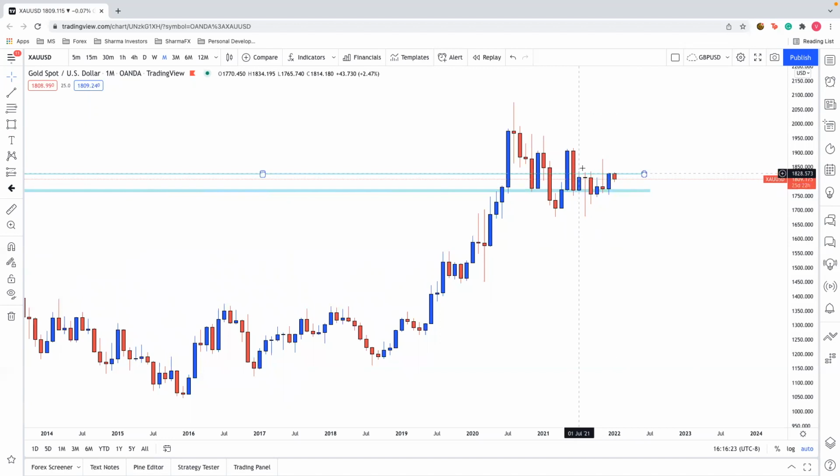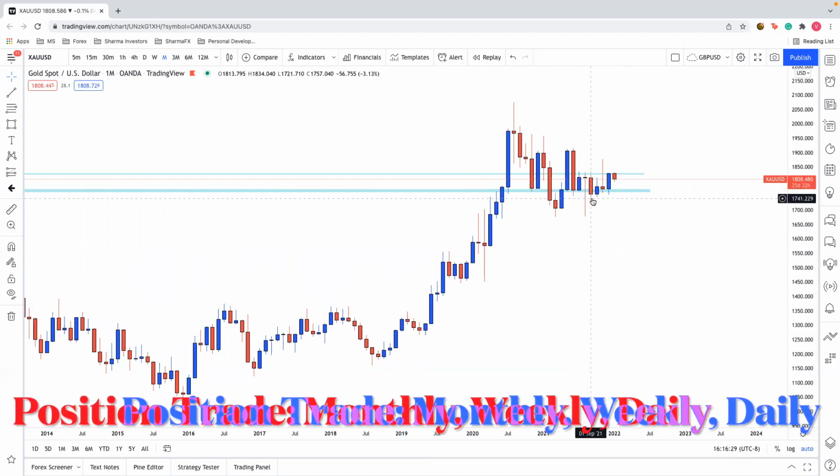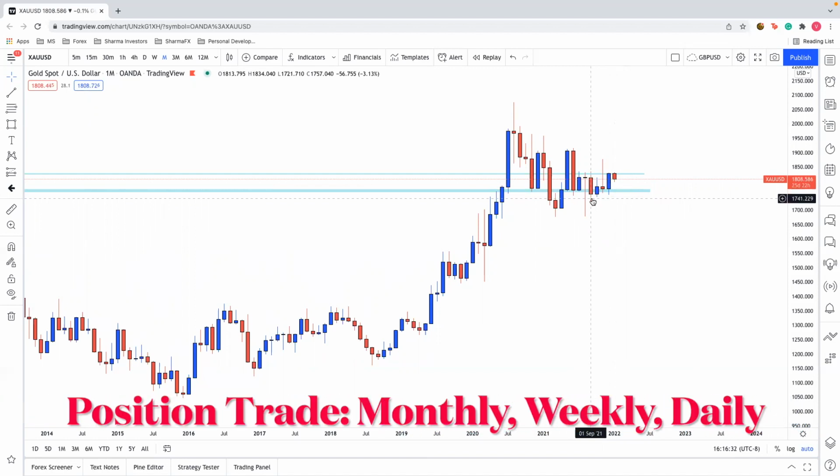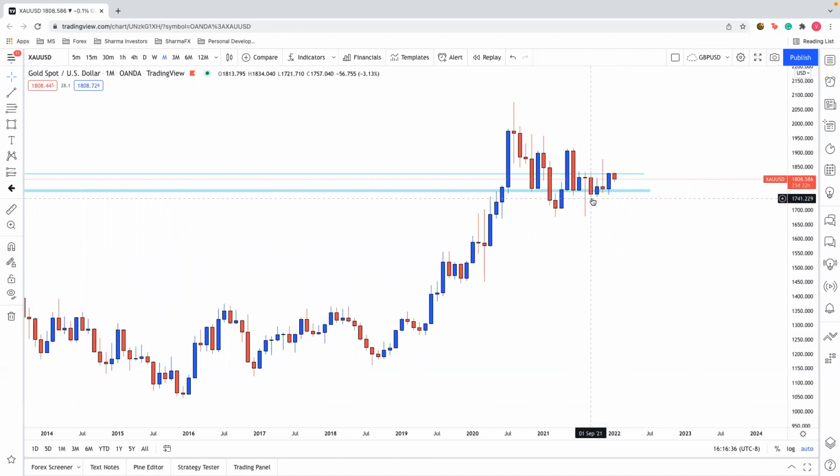So now I've narrowed into my monthly time frame. If you're going to be position trading, you want to take note of some of these time frames. It's going to be the monthly, weekly, and a lot of people stop right at the daily time frame. You could go as low as the 4-hour time frame if you would like, but that's position trading.